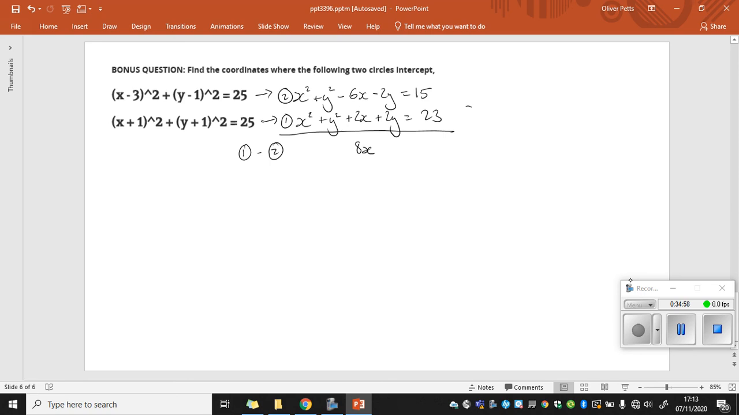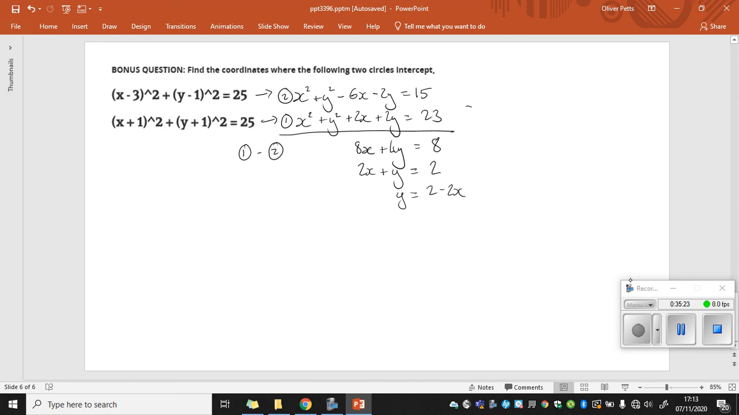I'm going to have 2y take away minus 2y, which is going to give us a positive 4y. And then 23 take away 15 is going to give us 8. We can simplify this, so that's going to give us 2x plus y equals 2. And then I can rewrite that as y equals 2 minus 2x. Okay, so I've now ended up with a line, not a solution for x and y.